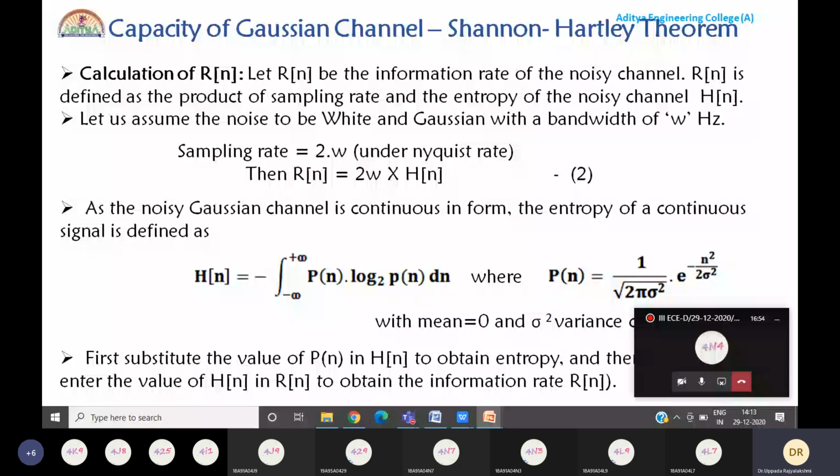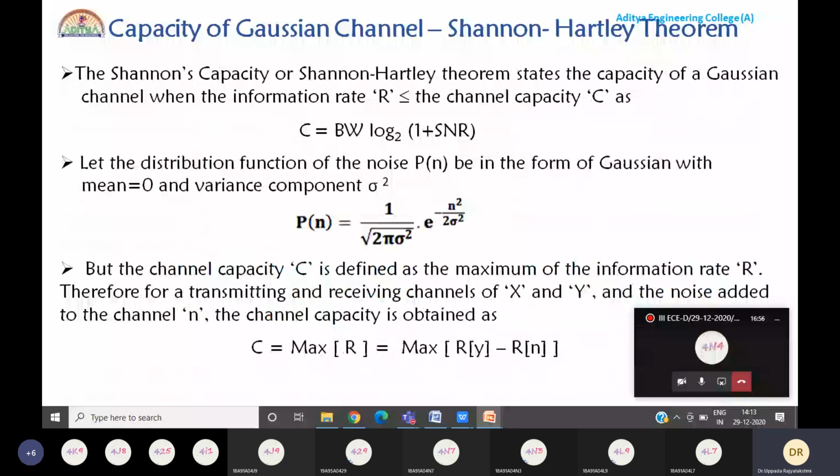In the last class, we discussed the capacity calculation for various discrete channels. So today, let us discuss the channel capacity calculation for a Gaussian channel. This is stated by Shannon and Hartley. The channel capacity of a Gaussian channel is provided by Shannon and Hartley.